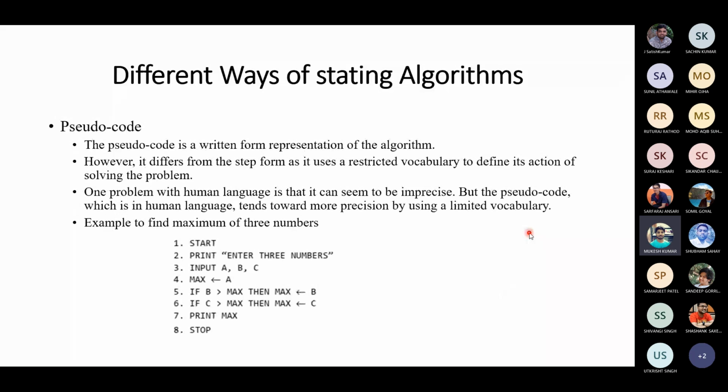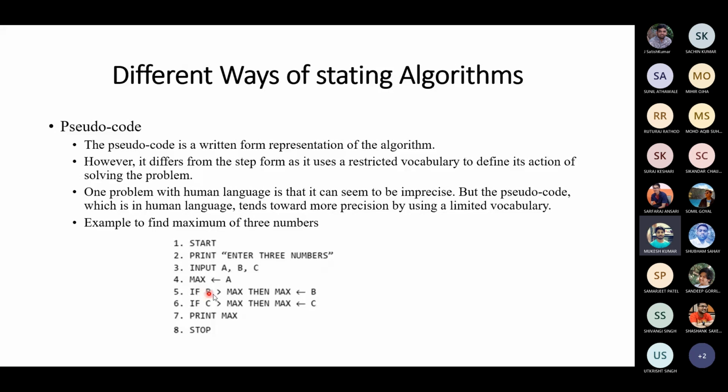Then the third way is pseudocode. Pseudocode is also one way of representing an algorithm. It differs from the step form and from the way of using symbols. It restricts its vocabulary. We will have only a few vocabulary words to define its actions for solving a problem. For example, we will say start. We will write if, then, print, stop. So we will use vocabulary, English words, but in a restricted way.